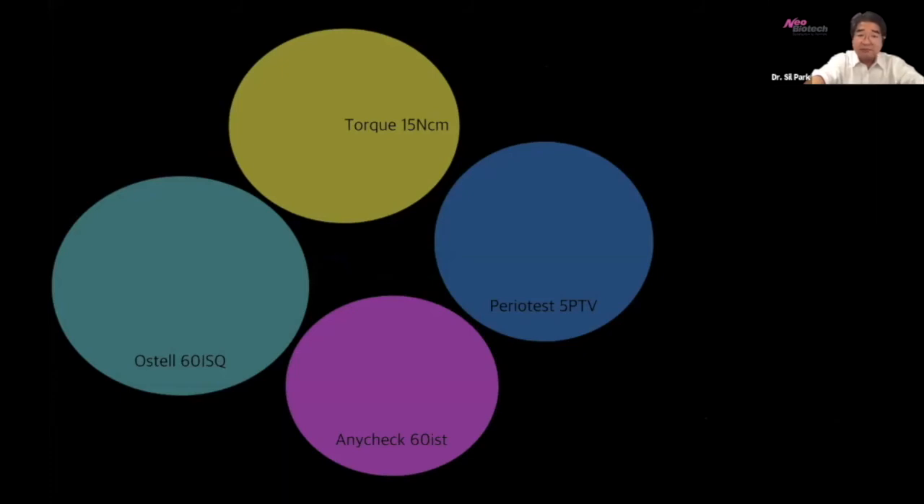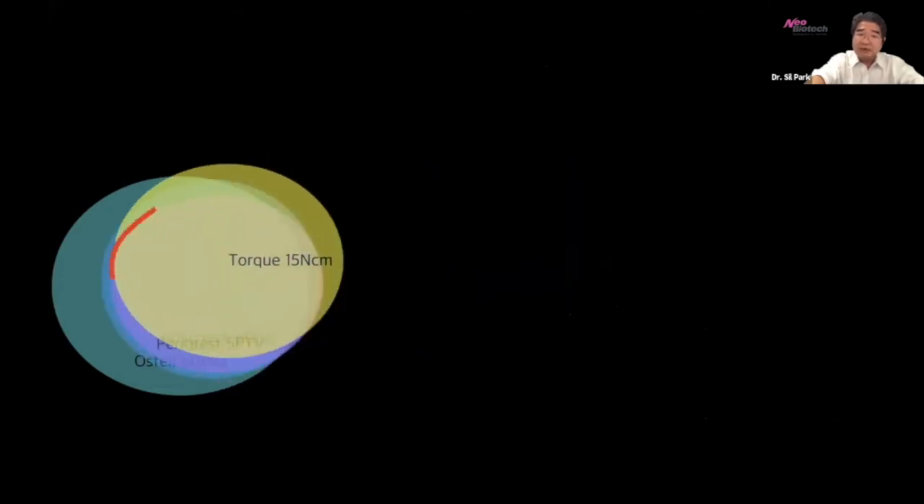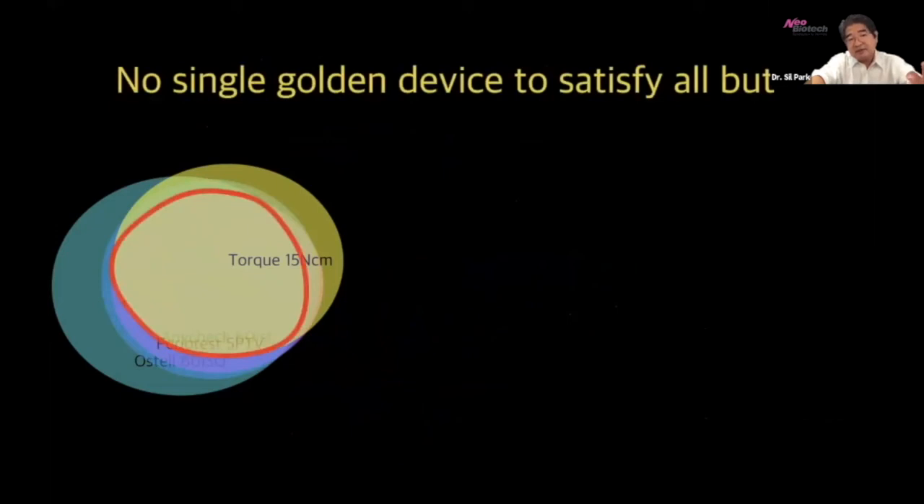So overall, the bottom line is this: I am measuring the insertion torque, the Ostell, AnyCheck, and Periotest, and trying to find the golden tool that we can rely on. But unfortunately, I cannot find any single instrument that satisfies those common areas. However, what I realize is if I use two machines, it is much better.